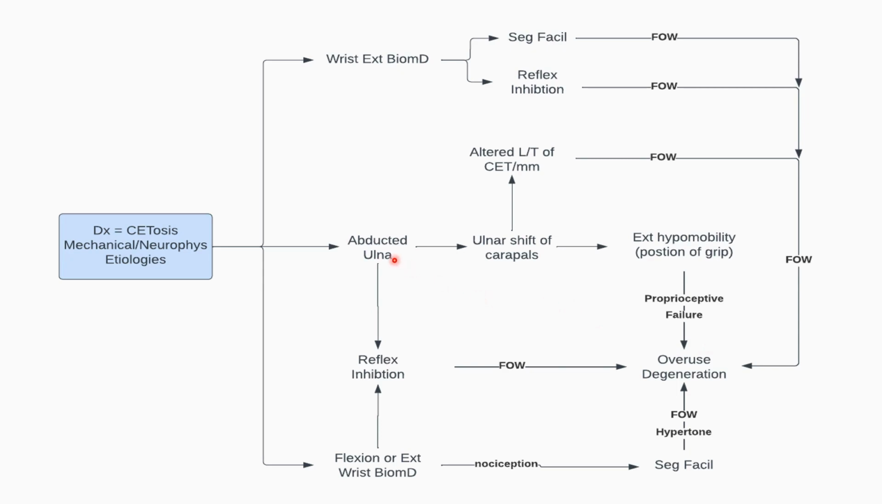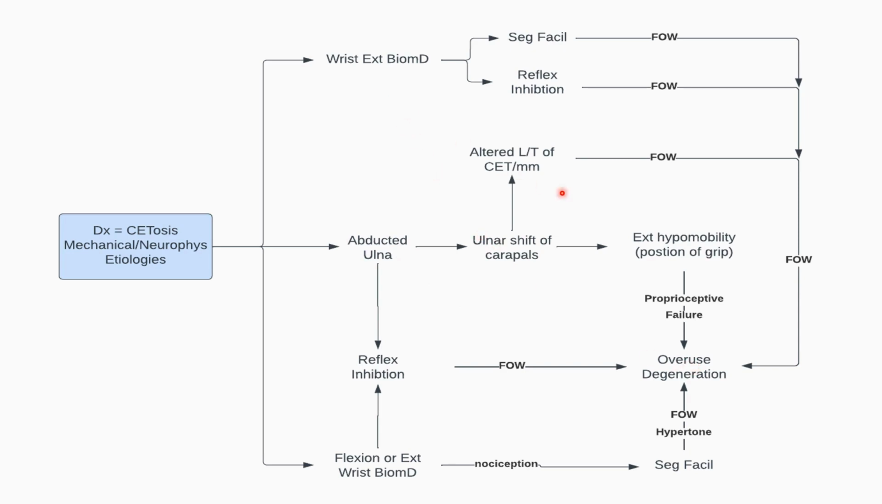Of course, the abducted ulna can also lead to reflex inhibition, which causes force output weakness, which leads to degeneration, and then the same thing. So you've got two angles coming in here, and possibly even a third one, because if the abducted ulna is nociceptive, not painful, but nociceptive, that can also lead to segmental facilitation, which again causes force output weakness, which will lead to overuse syndrome.